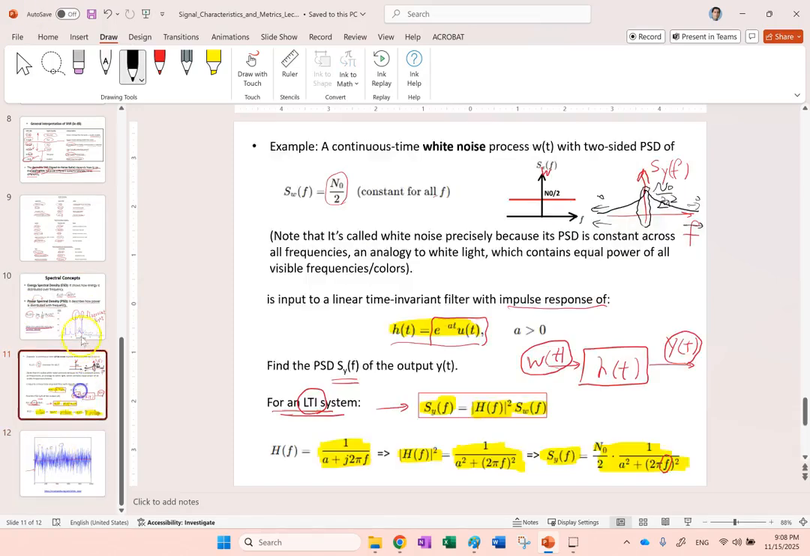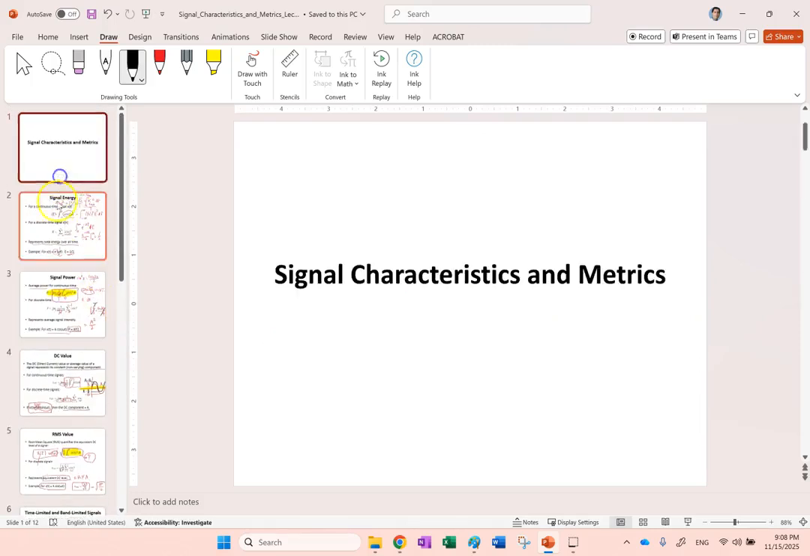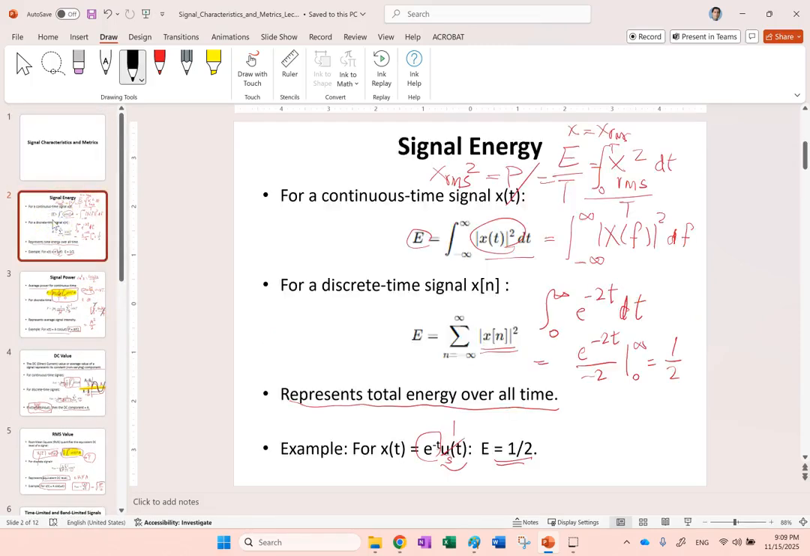Okay, so now that you have seen so many important topics, characteristics and metrics of signals, we are going to stop this video, and in the next video we are going to talk about convolution.